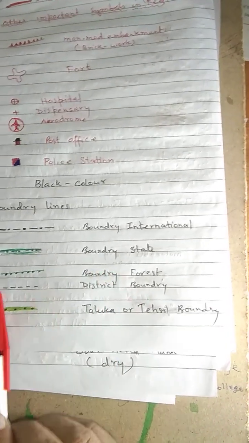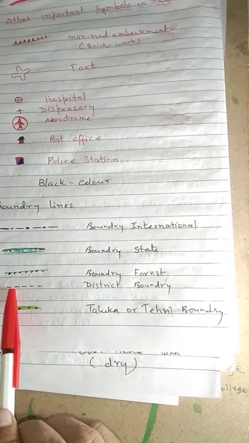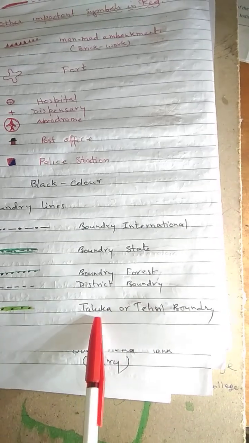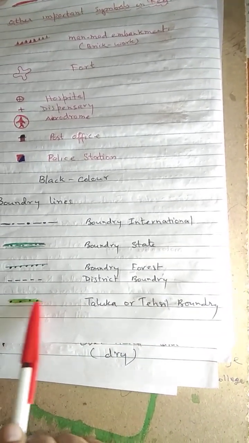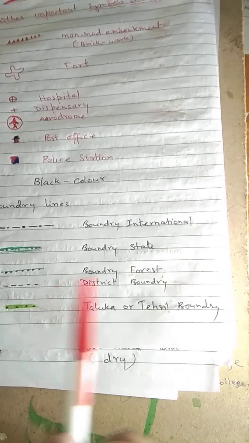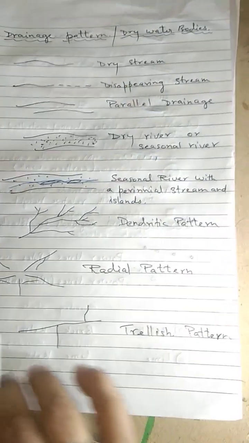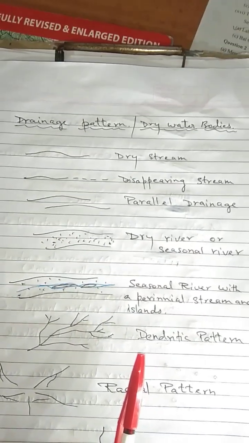Forest boundary. District boundary with just dashes like that. Dashes are district boundary. Then we have taluka tehsil boundary, generally with yellow color with dots here. That is taluka and tehsil boundary. Then we have drainage pattern. This drainage pattern is very important. It comes for 1 mark.